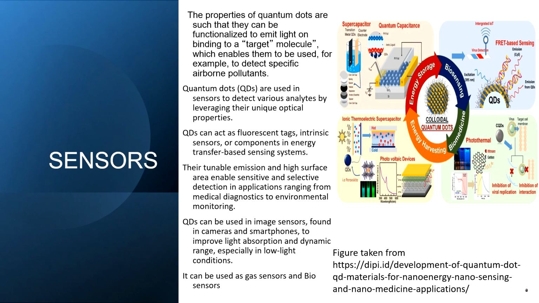environmental data or environmental parameters. Quantum dots can be used in image sensors in cameras and smartphones to improve light absorption, dynamic range, and especially performance in low light conditions. You will find that the newer cell phones can take pictures nicely in the dark also. This is where these quantum dots are helping us, and it's a great application, improving electronic technology significantly, and it can be used as a gas sensor and biosensor.